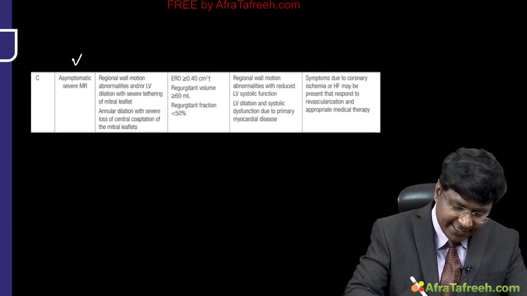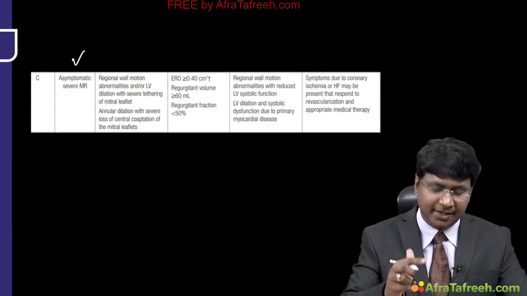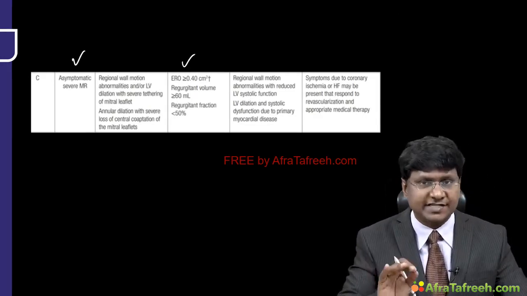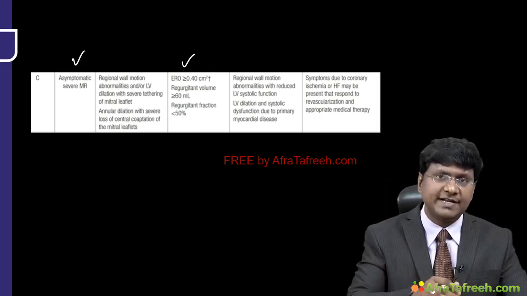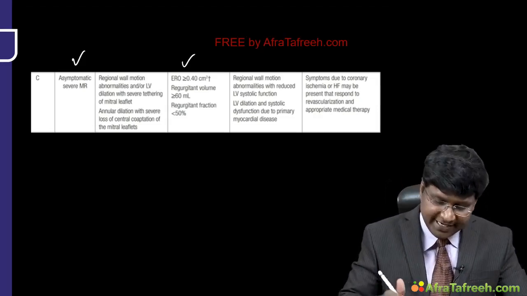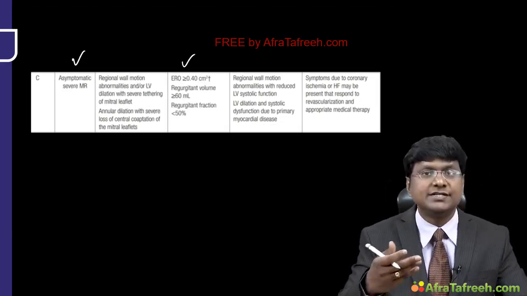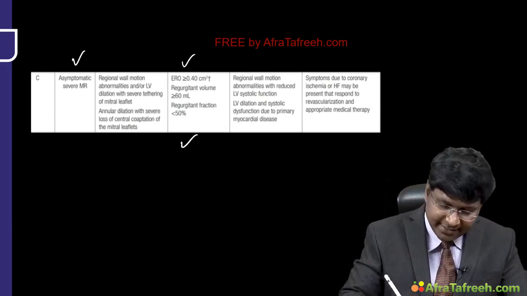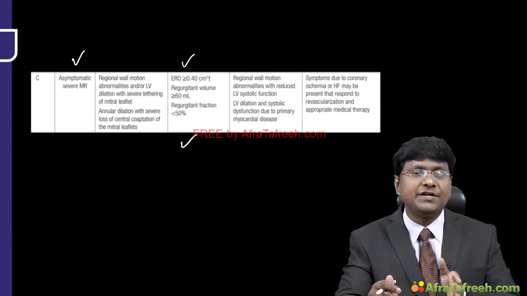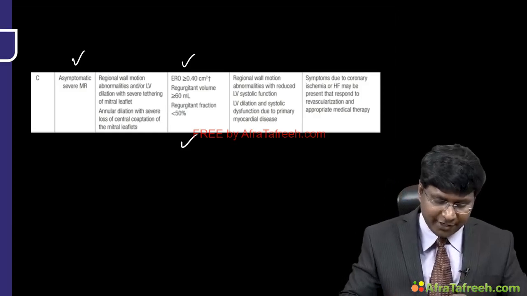Then you take the case of asymptomatic severe MR. In asymptomatic severe MR, the effective regurgitant orifice is more than or equal to 0.4 centimeter square, whereas in progressive, it is less than 0.4. And regurgitant volume should be more than 60 ml, whereas in progressive, it is less than 60 ml. Then regurgitant fraction should be less than 50%. So now, how will you differentiate asymptomatic severe MR from symptomatic severe MR? That is the only point of difference.